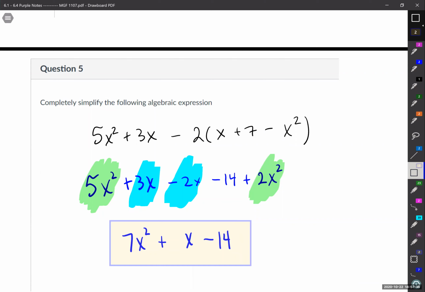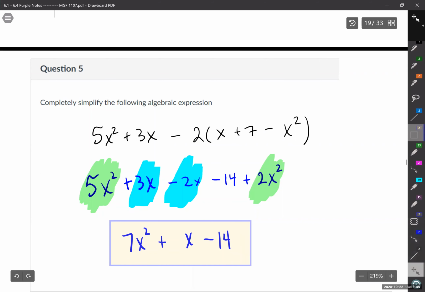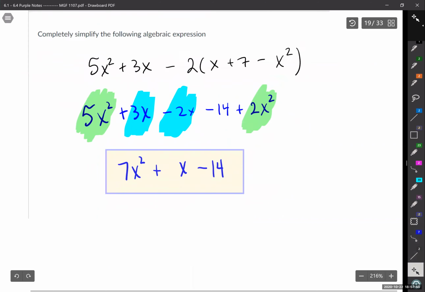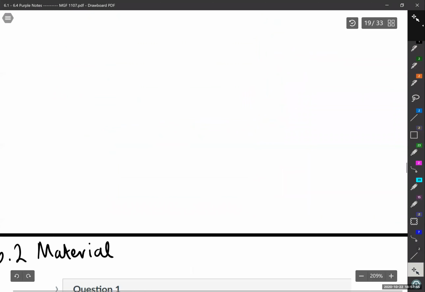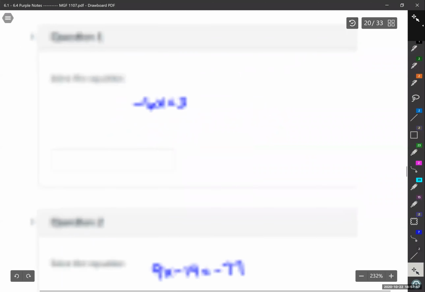Now, one of the ways we're going to recognize these are expressions is that they do not have an equal sign, right? There's no equal sign here. We treat that different than equations which have an equal sign. Does anybody need more time here? Are we good? Okay.